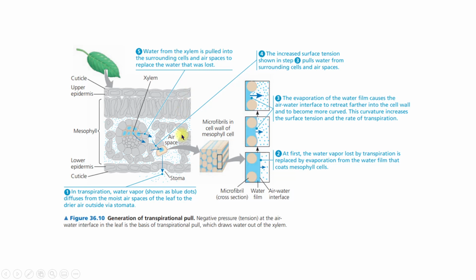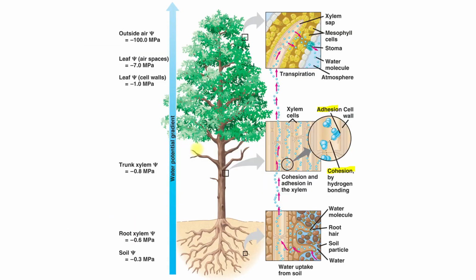So this further explains transpiration pull as well as the cohesion-tension theory. Here is to show you how the water is being generated, able to form a continuous stream of water from the leaf all the way from the roots.